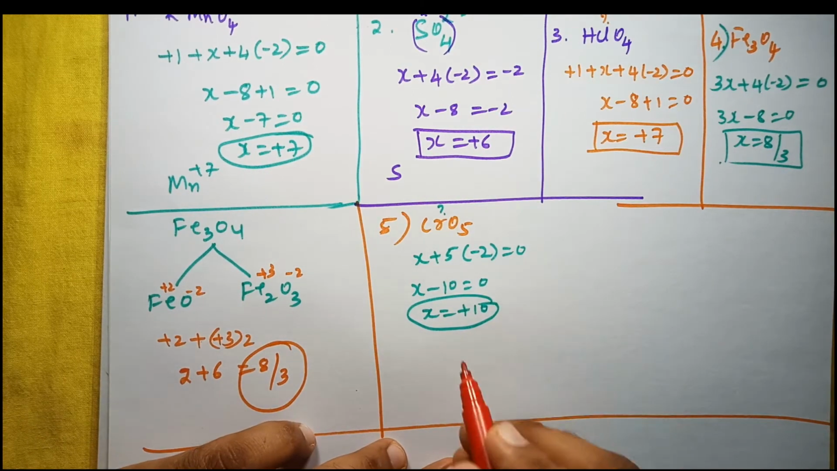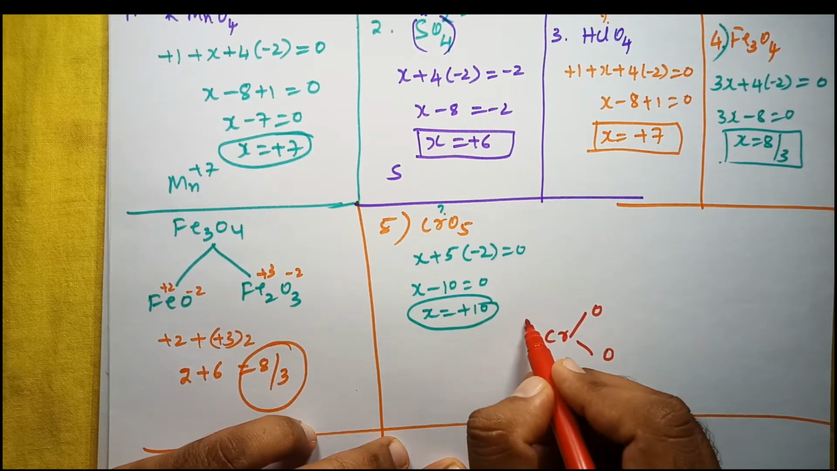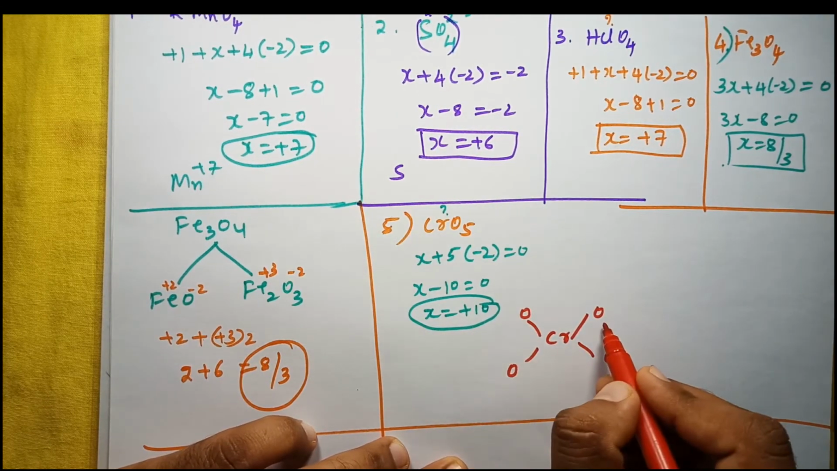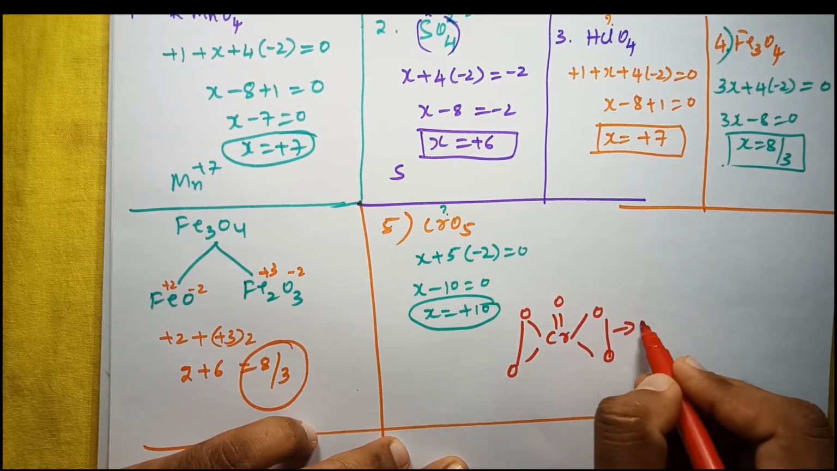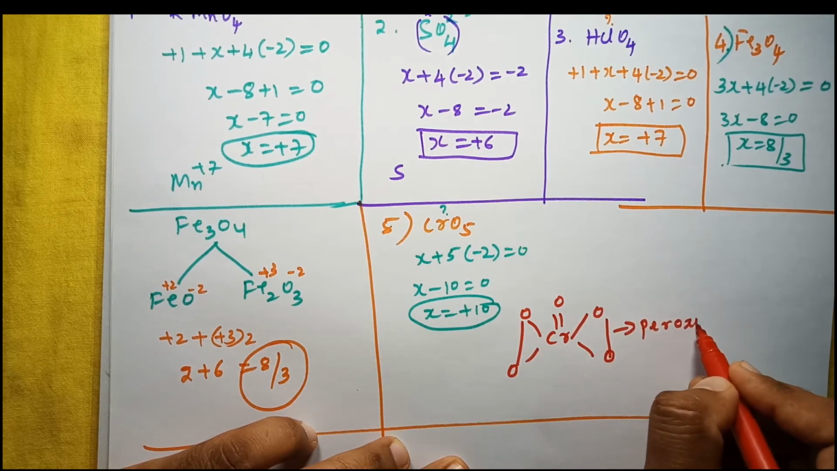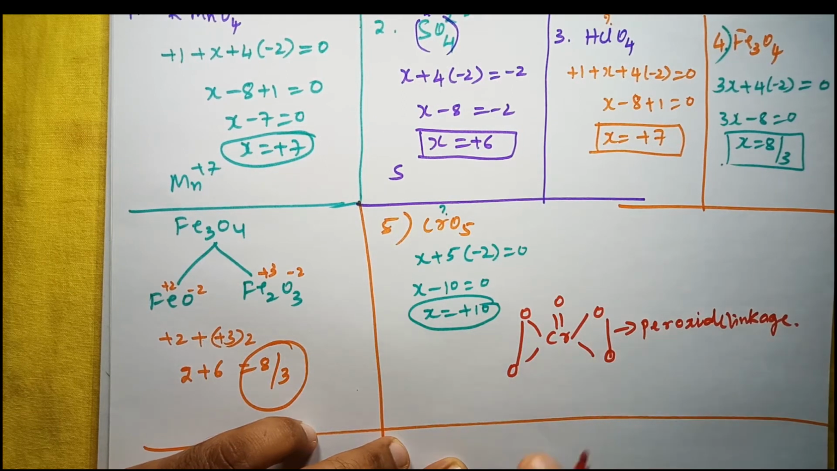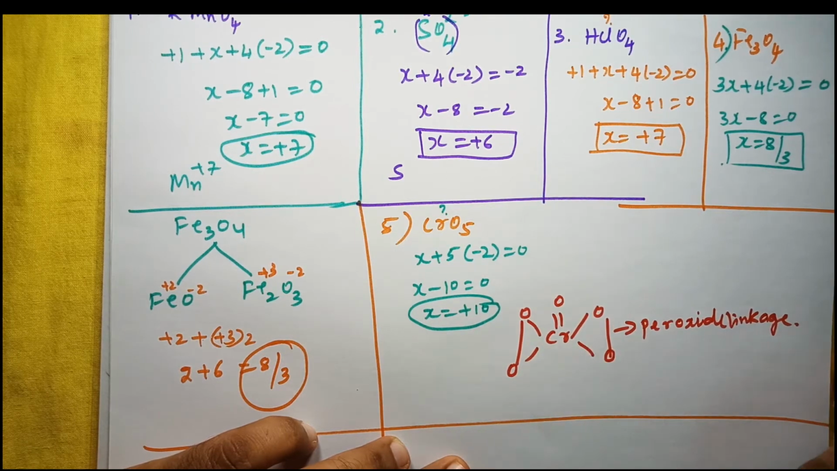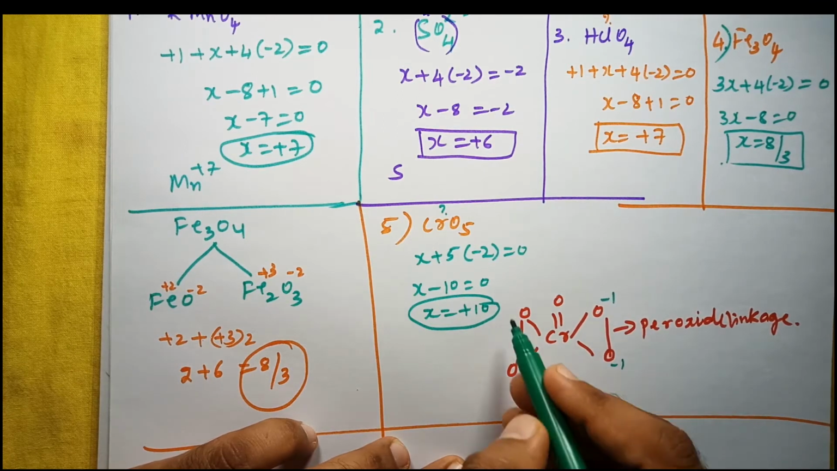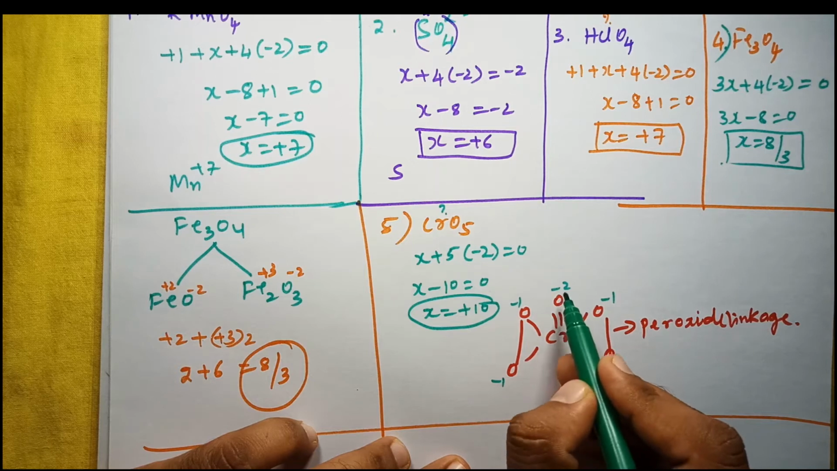Look here friends, this is the structure of chromic oxide. Cr, here O, O, O, O, here it is. These are peroxide linkages. Look here friends, what is this? Chromic oxide. Here there are 2 peroxide linkages. In peroxide linkage, you know that oxygen exists as -1 oxidation state. Here there is no peroxide linkage, this oxygen exists as -2.